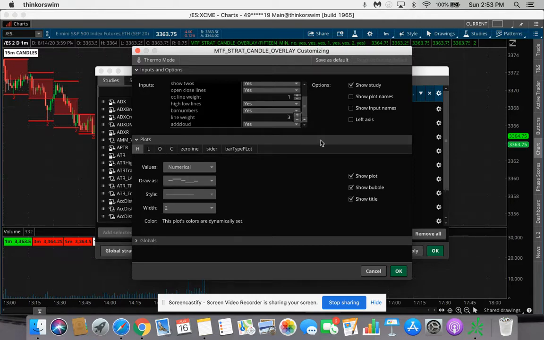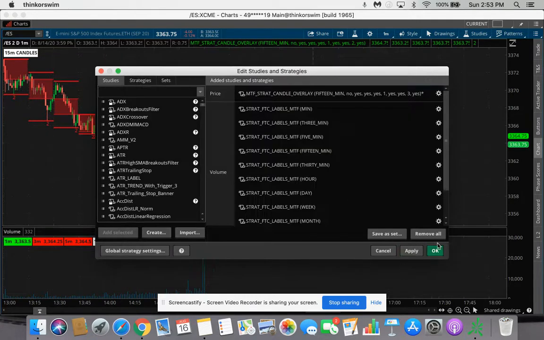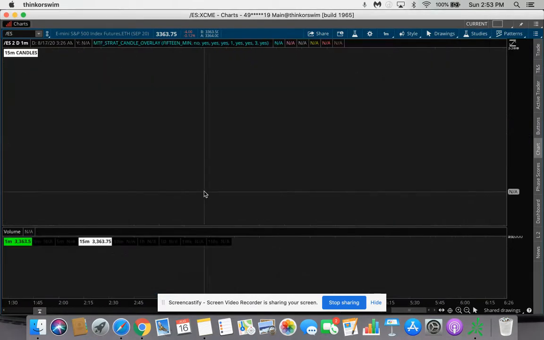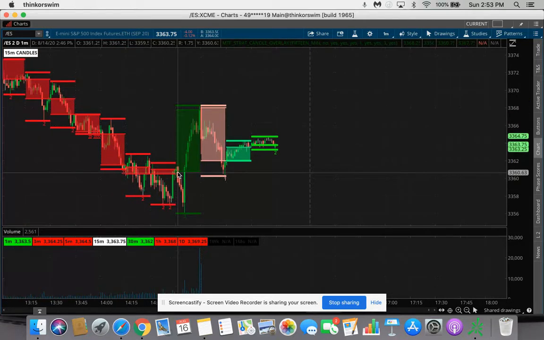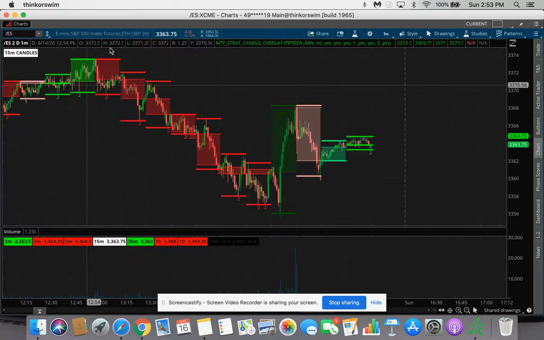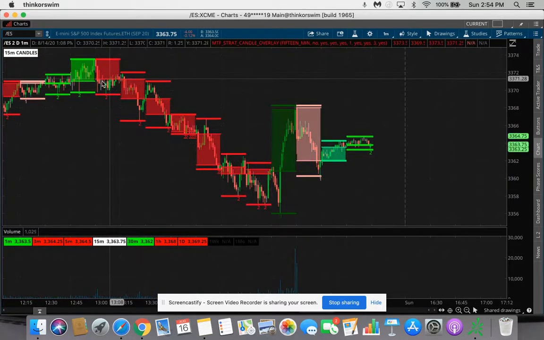We can make them a little thicker there so you can see them a little clearer where the high and the low is, because the open close lines, I like making mine a little thinner. And there again, it's the same color scheme as the others.